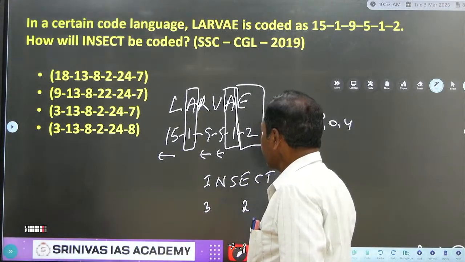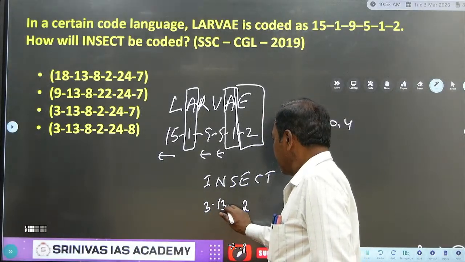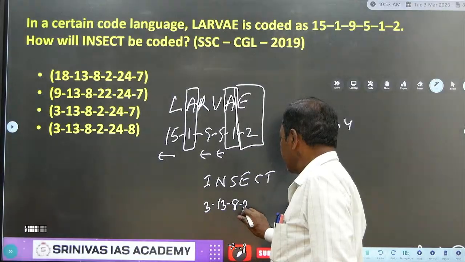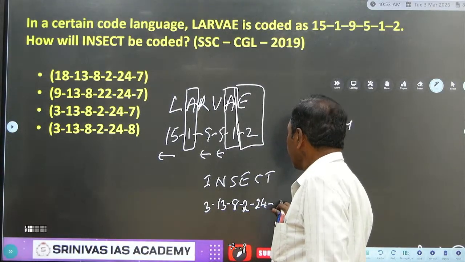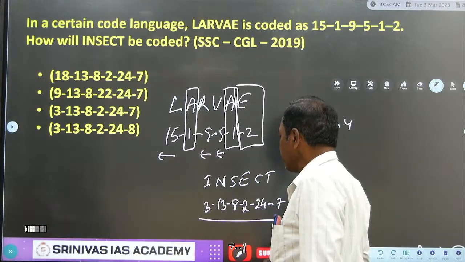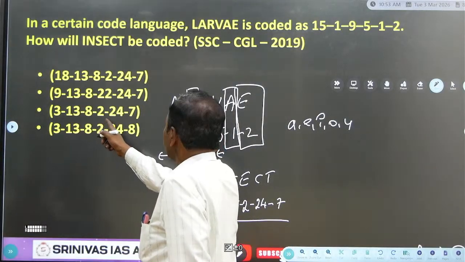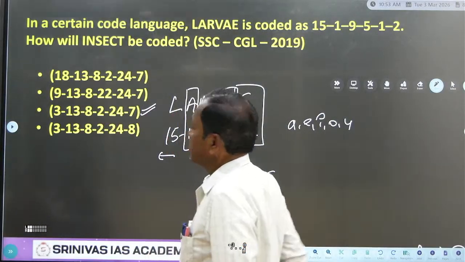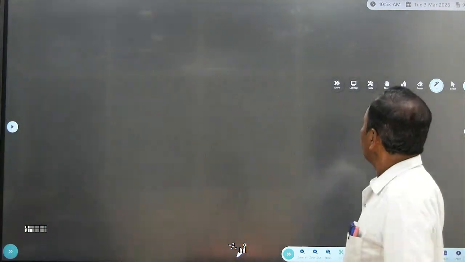Yes, sir. N can be reverse order, 13. 13th, then 8, and this is 24, and this is 7th. See, this is option 3, 13, 8, 2, 24, 7. Option C. Next.